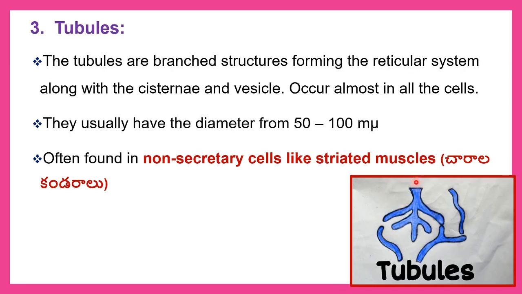Tubules. These are the branched structures of the endoplasmic reticulum. They may be derived from the cisternae or vesicles, and they are associated with the rough endoplasmic reticulum, and the diameter is 50 to 100 millimicrons. They are often present in non-secretory cells like striated muscles.